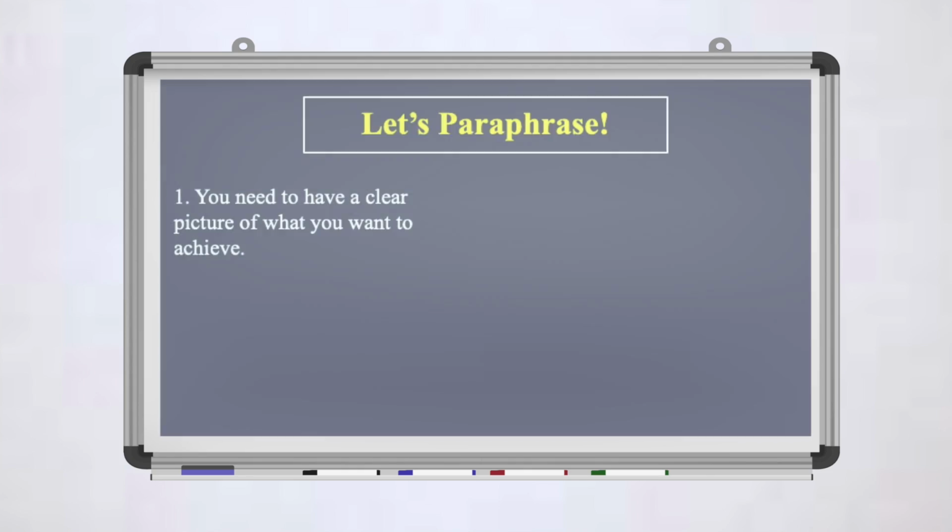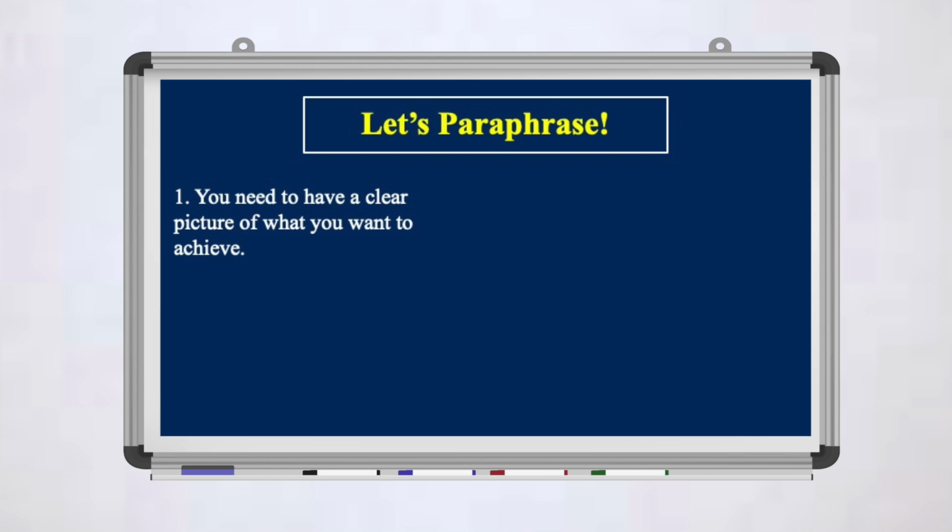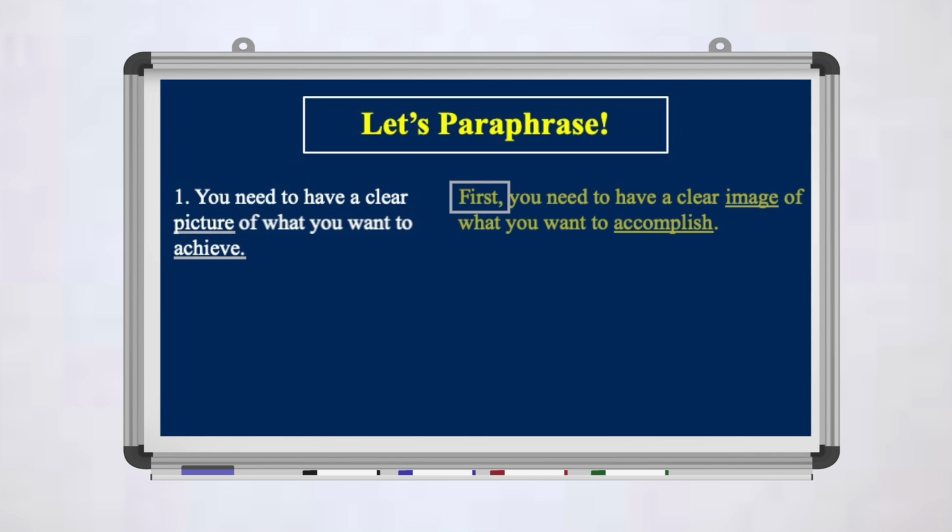So let's paraphrase some sentences. For sentence number 1, as you can see, you need to have a clear picture of what you want to achieve. This is our first answer to the question. Now, how do we paraphrase it? We have the word picture and achieve. If you look at how we paraphrase it, first, you need to have a clear image of what you want to accomplish. All we did is we took the words picture and achieve, changed them to other words that have the same meaning. So picture changed to image, and achieve turned into accomplish. It's very simple and easy.